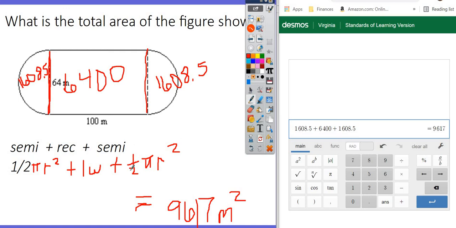Also, remember, I did use a semicircle formula, but if you wanted to just do one whole circle, because 2 halves make a whole, plus the rectangle, that would also give you the same answer.